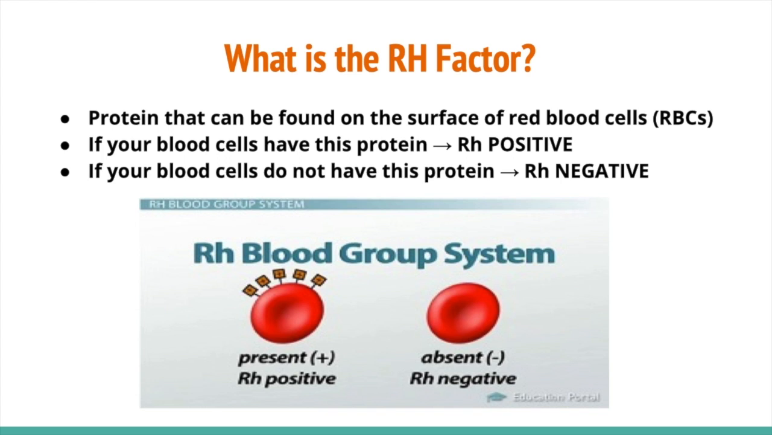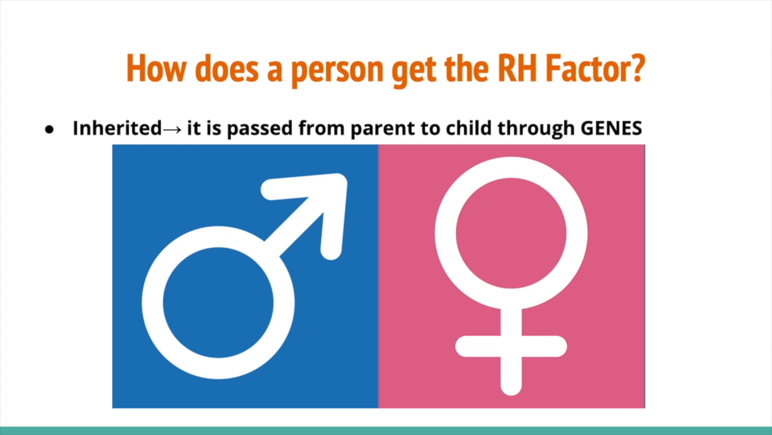So how does a person get the Rh factor? The Rh factor is inherited, meaning it is passed from a parent to child through genes. The fetus can inherit the Rh factor from the father or the mother.